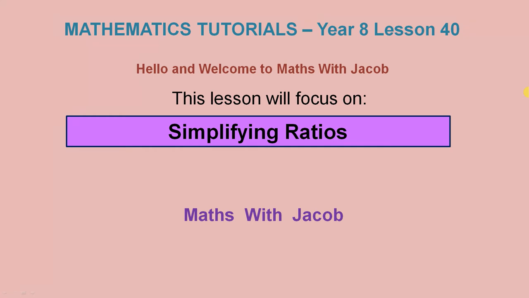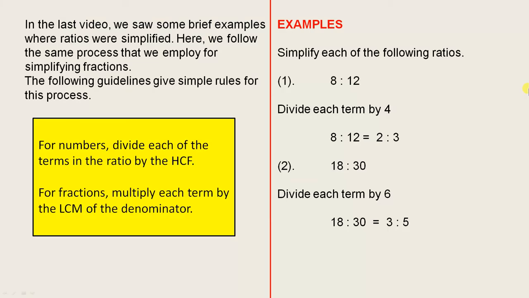This lesson will focus on simplifying ratios. In the last video, we saw some brief examples where ratios were simplified. Here, we follow the same process that we employ for simplifying fractions. The following guidelines give simple rules for this process. For numbers, divide each of the terms in the ratio by the HCF, which is the highest common factor. For fractions, multiply each term by the lowest common multiple of the denominator.